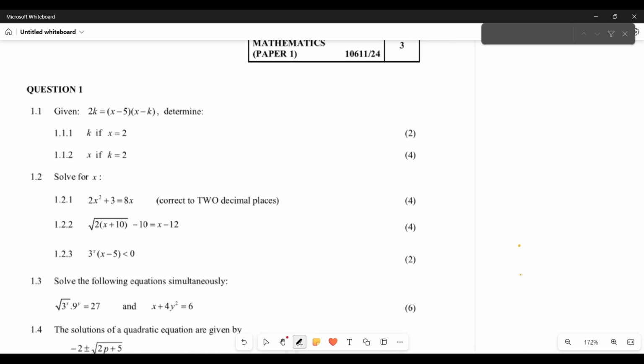So in this video, we're going to be doing a Gauteng Prelim question paper, the 2024 question paper, right? Starting off with the first question, question 1. They say, given that 2k is equals to (x minus 5) multiplied by (x minus k), determine k if x is equals to 2.